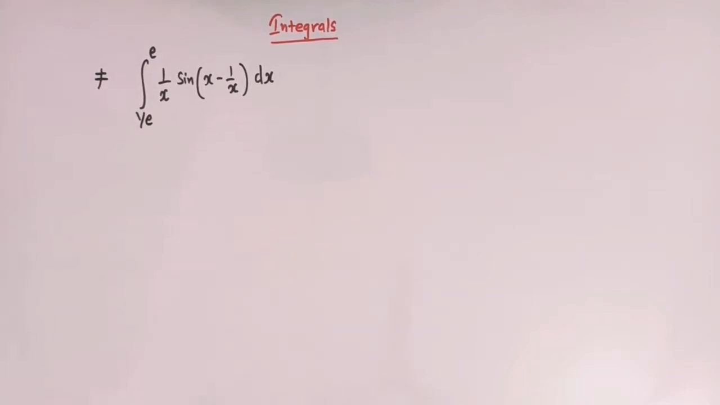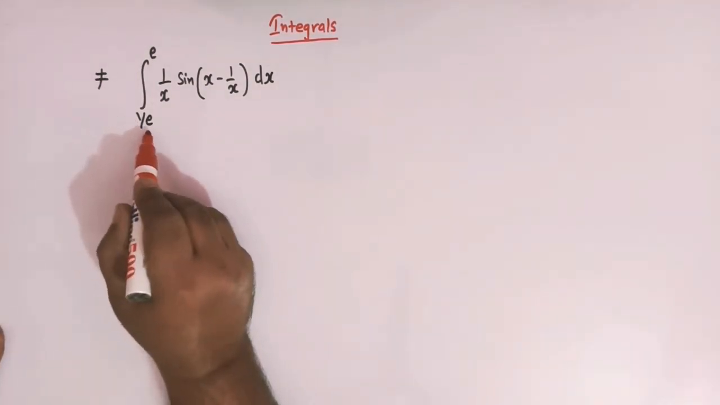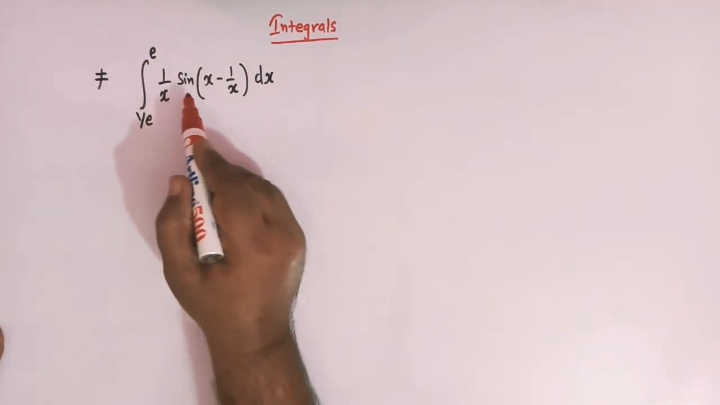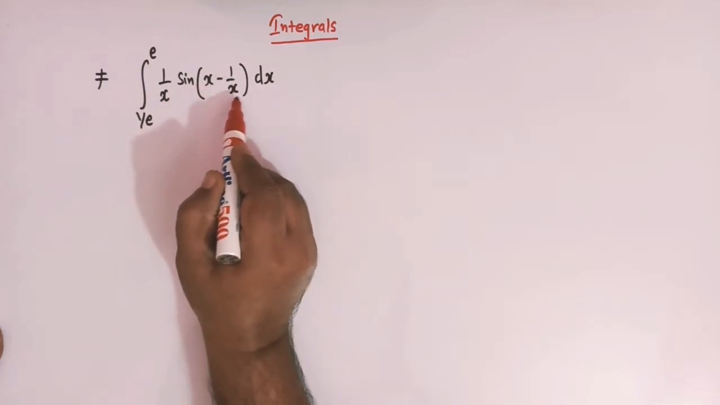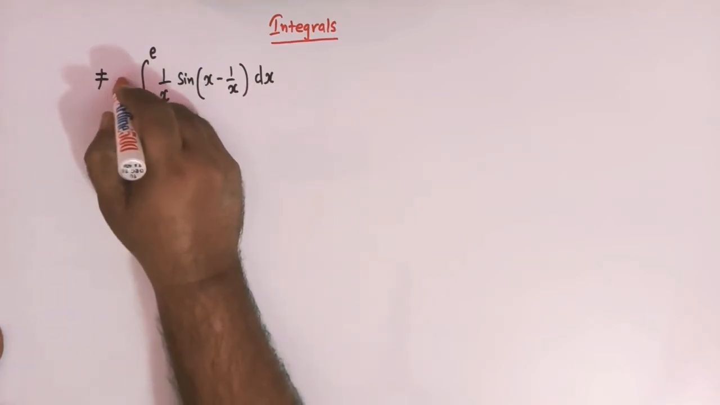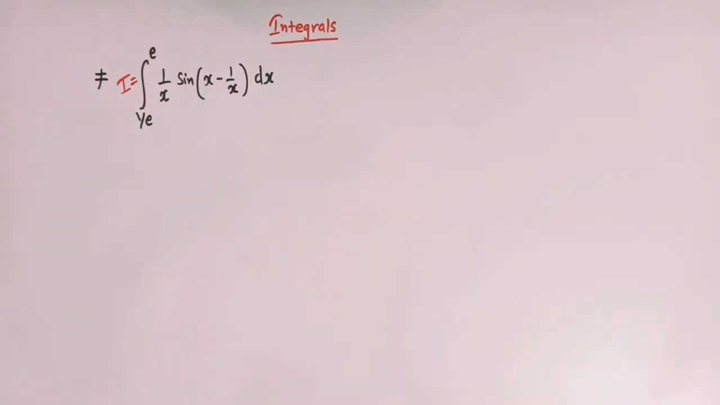Hello viewers, in today's class we are going to discuss yet another important and conceptual problem from definite integrals, in which we are going to use the method of substitution. Here we have the integral from 1 over e to e of 1 over x sine (x minus 1 over x) dx. Let us call this integral I.